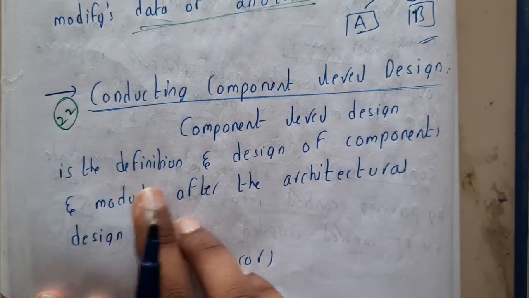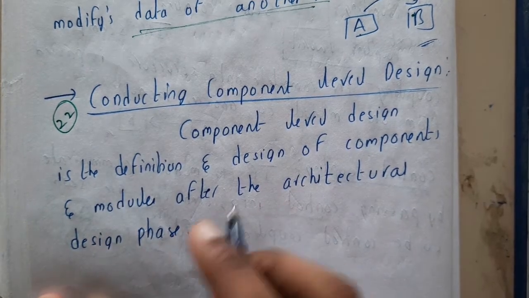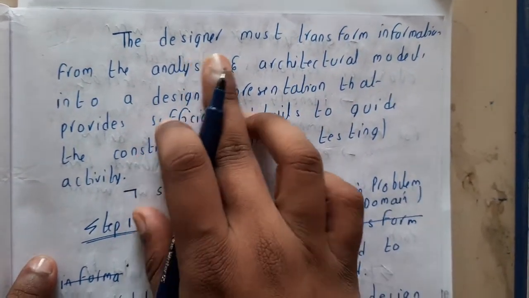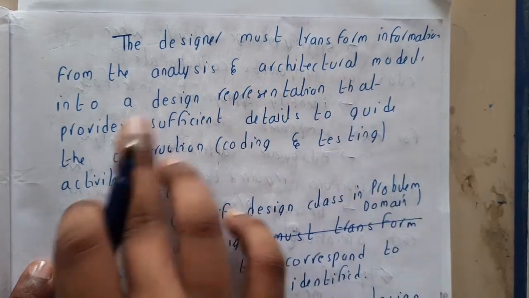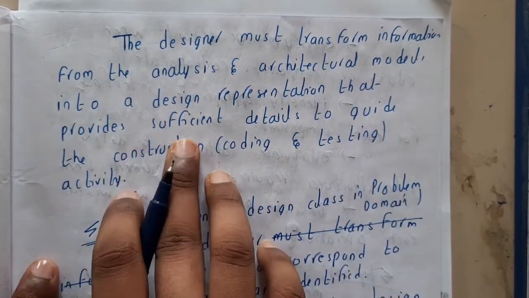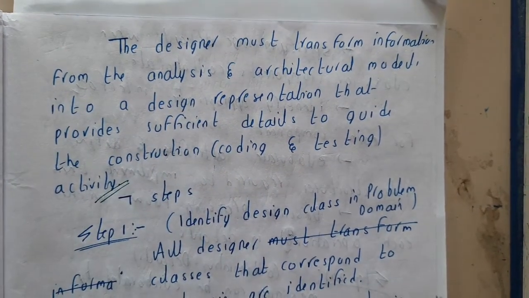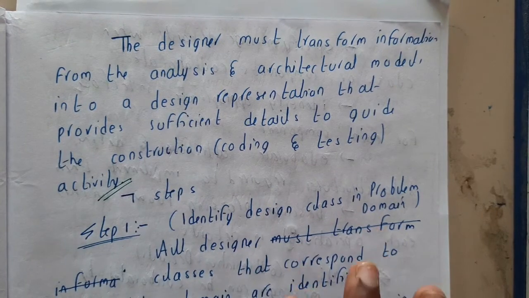So component level design is the design of components and modules after the architecture phase design. The designer must transform information from the analysis and architecture model into a design representation that provides sufficient detail to guide the construction. That's nothing but the coding and testing phase. So basically this is the last stage of design, guys. You can assume it that way.